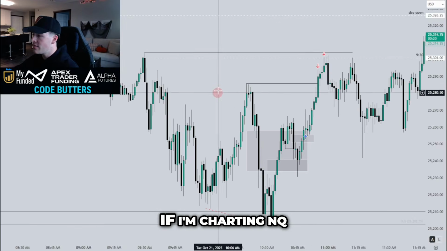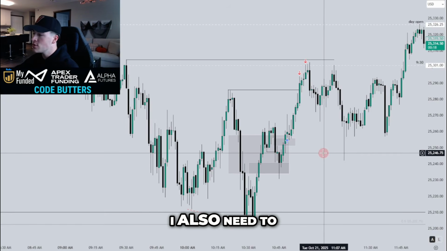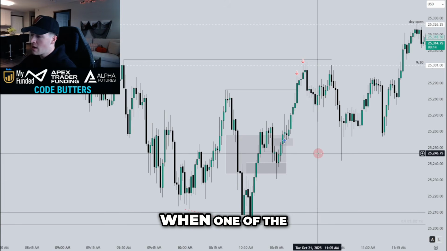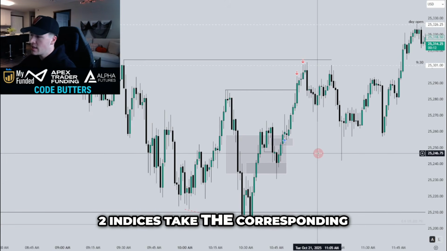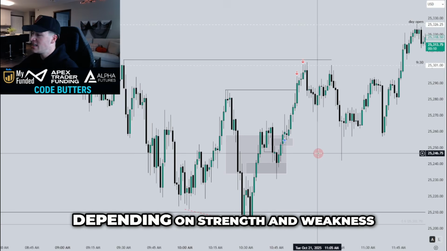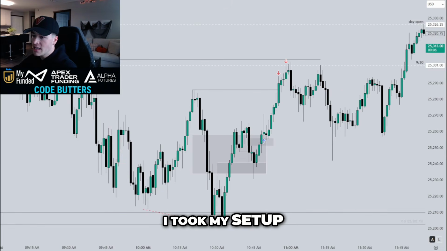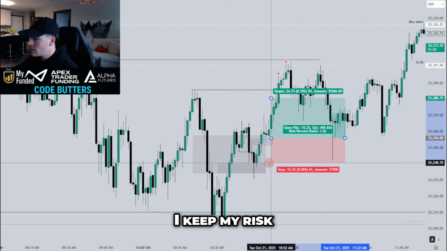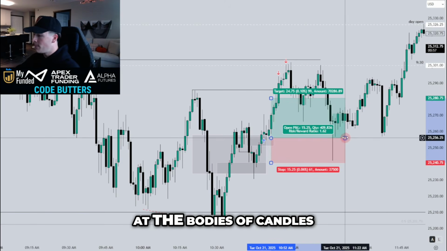As you can see here, if I'm charting NQ, I also need to keep in mind ES to take my profits when one of the 2 indices take the corresponding high, depending on strength and weakness. I took my setup with the closure above this inverse, and my risk to reward looks something like this. I keep my risk at the bodies of candles.